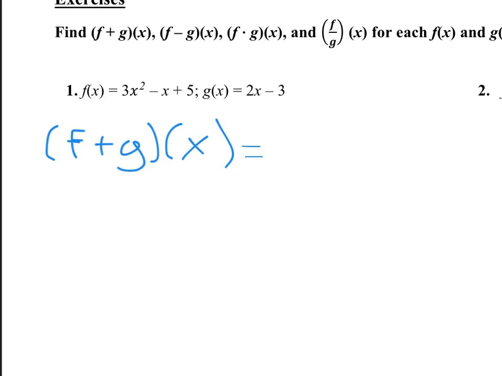And so I won't recopy the problems. We're just going to add these functions together. So 3x squared has nothing to add with. Then you're going to add negative x and 2x. So that makes positive x. And then 5 plus negative 3 makes plus 2. So there is our sum. Now let's find the difference.